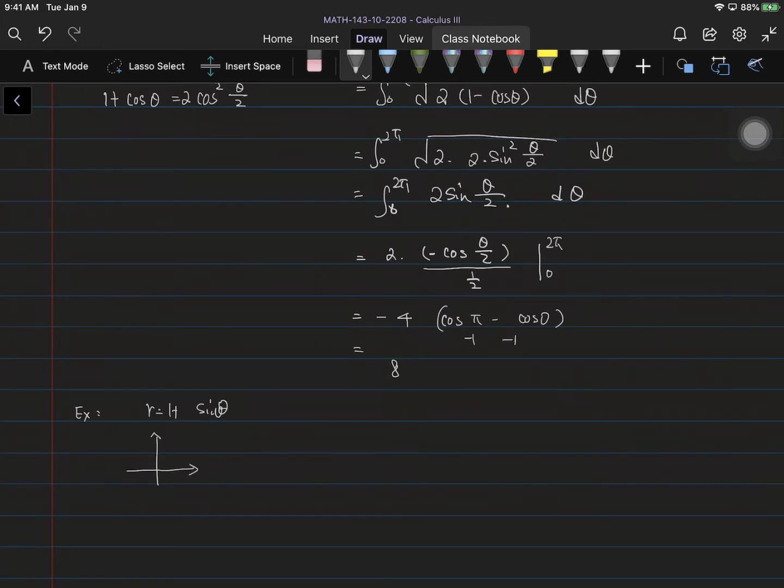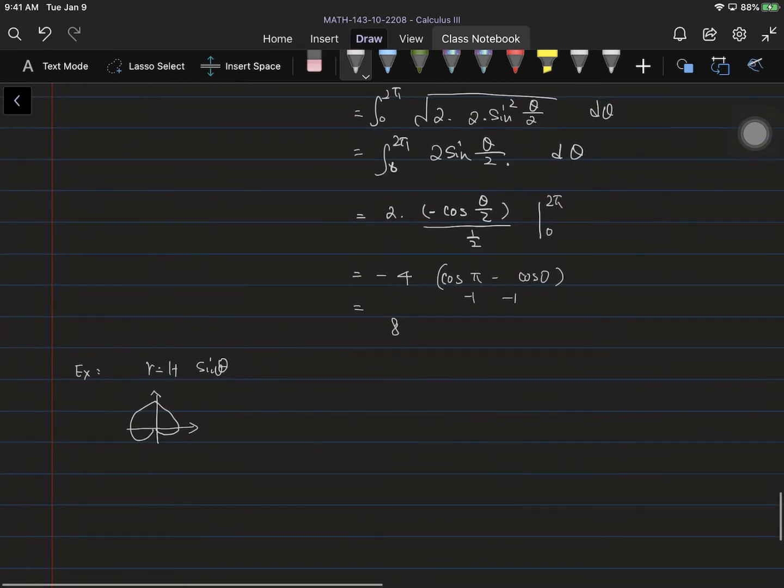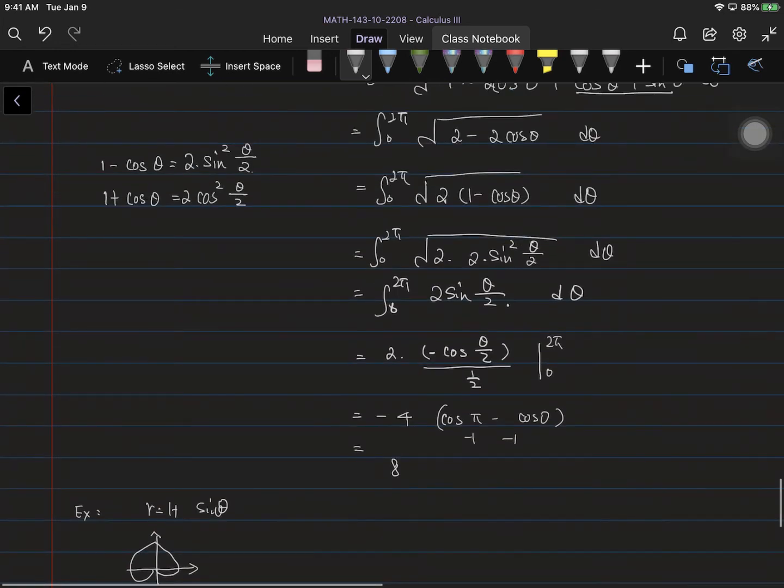Find the arc length for this. Because for arc length, we always have a square root. So if we want to take off the square root, we will always have the double angle formula. So please be very familiar with the double angle formula.